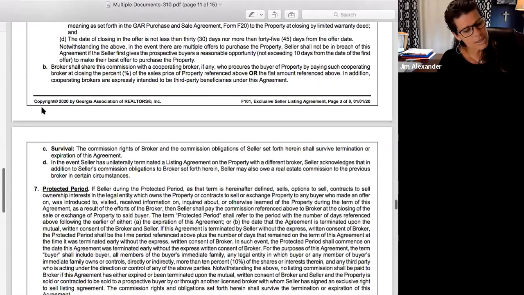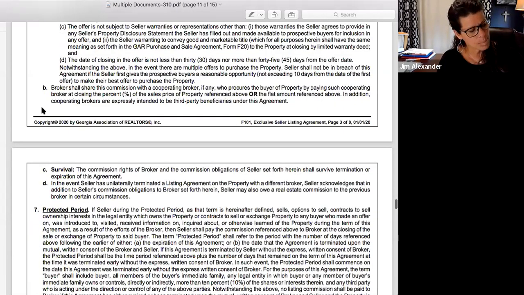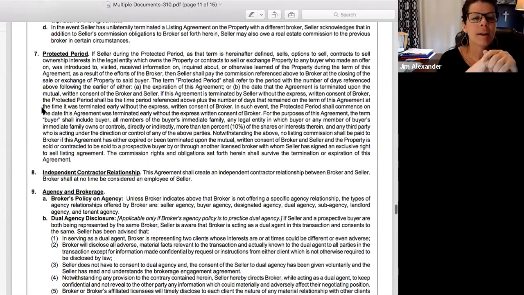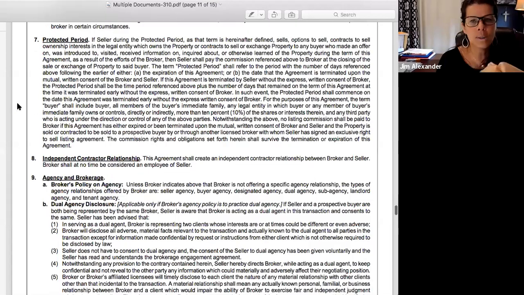Agency, we really don't need to talk about agency because we covered that in the buyer brokerage agreement. Let's talk about protection period right here, section 7. The only difference between this and your buyer brokerage agreement is if you have a listing agreement and it was, and I want to make sure I say this the right way, so I'm reading through it real fast.